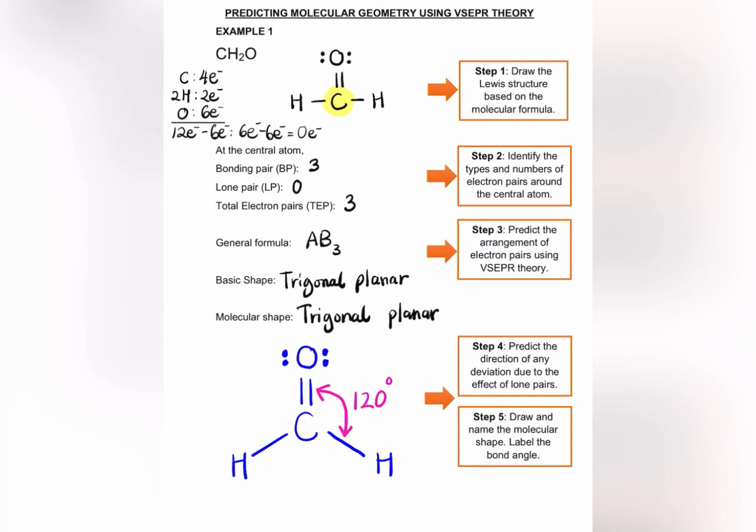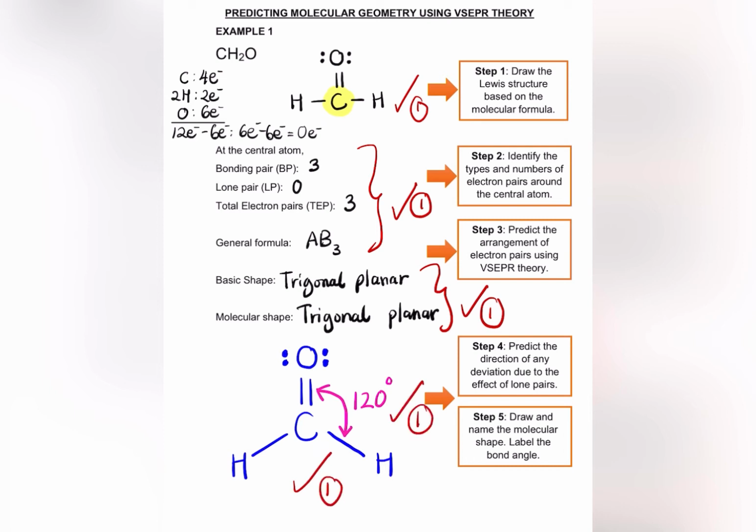Dan saya sudah ajar based on CH2O. So di mana markah awak? The first mark is going to be here for your Lewis structure. And the second mark is going to be from here to here. The third mark adalah bahagian sini. And the fourth mark adalah the drawing for molecular shape, and the last one adalah bond angle. Pastikan awak dapat full 5 marks.